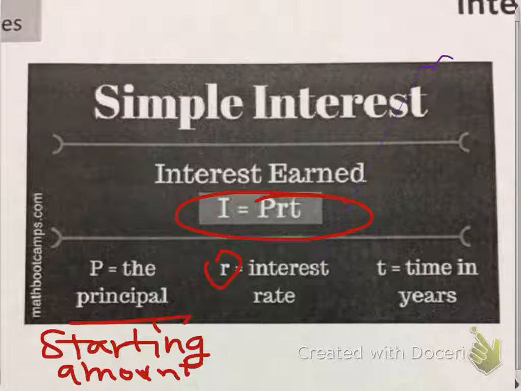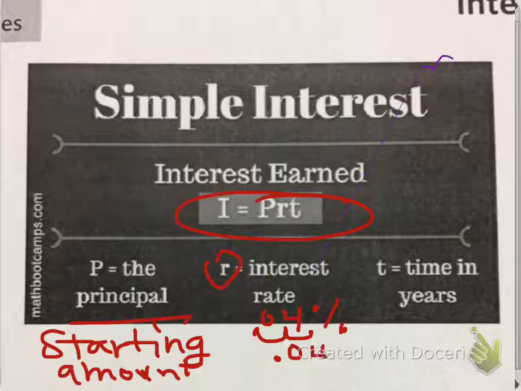R is the interest rate. We need to make sure though that if it's like 4% for the interest rate, we write that as a decimal number. If you remember on decimals, you have to move the decimal point 2 places. So this would be really 0.04 for 4%. And then T is for time in years. And we're just going to substitute into those formulas.